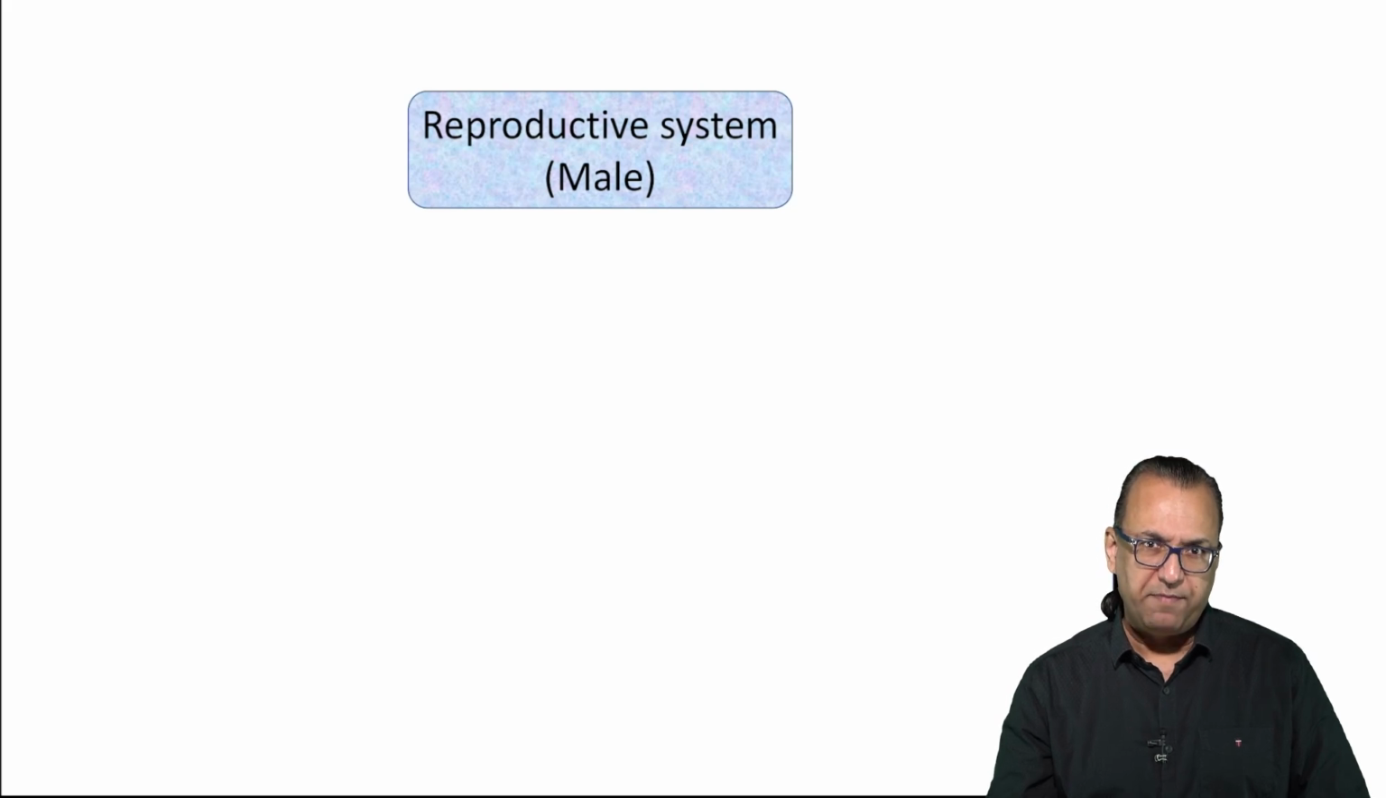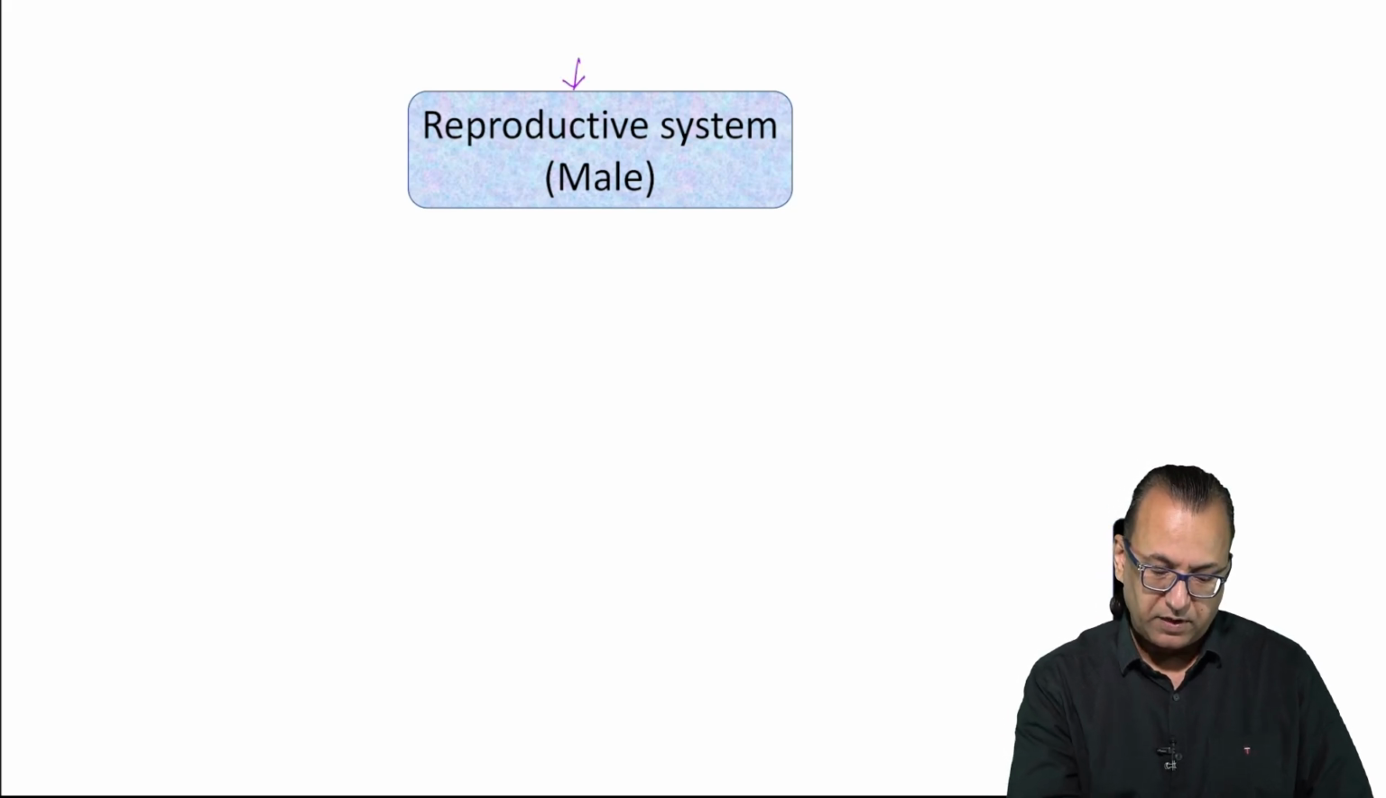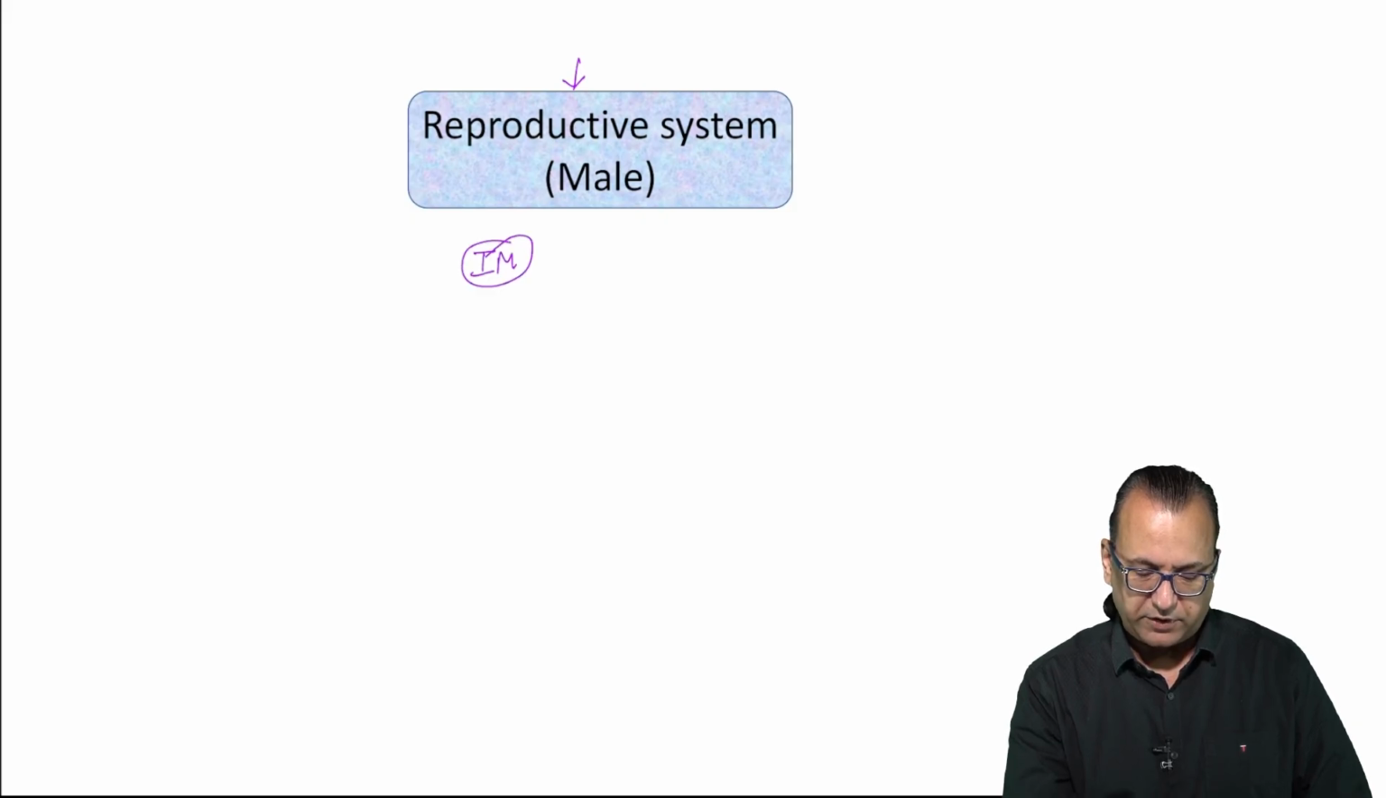Histology of the male reproductive system. Here we have to understand that embryologically it is the intermediate mesoderm which will be forming the major portion of the reproductive system, maybe male or female, and it is the intermediate mesoderm which will have some genital ridges. These genital ridges are going to form the gonads.